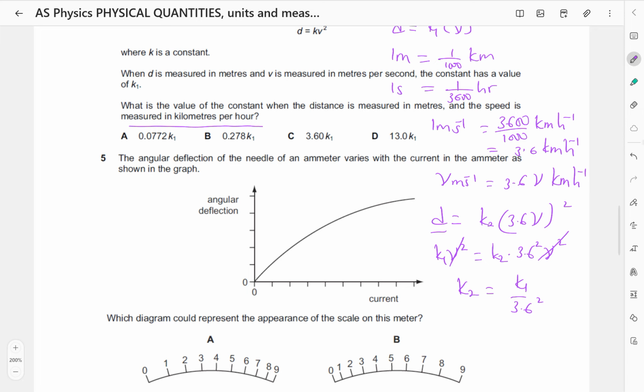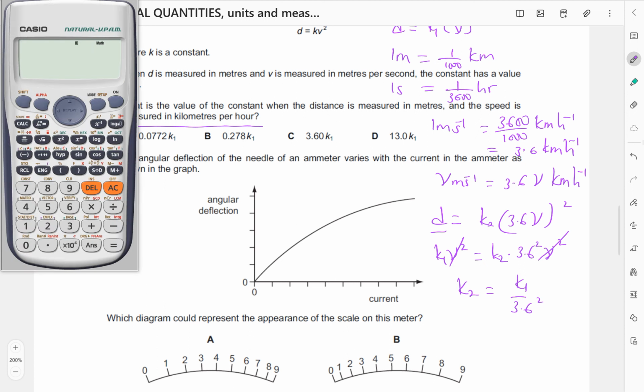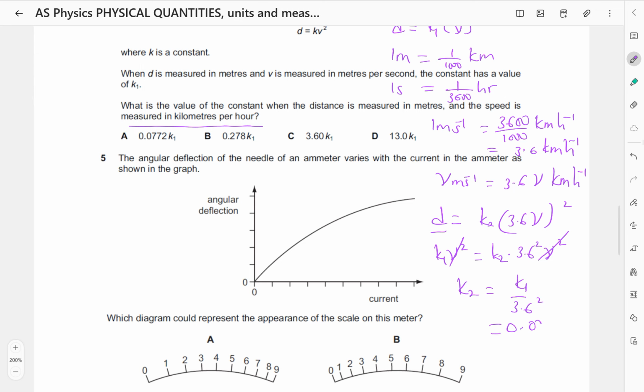So I'll just press my calculator. Where is the calculator? Okay, let me find the calculator. So I have 1 divided by 3.6 squared, which gives me 0.0772 times k1. So that means my answer is going to be strictly A.